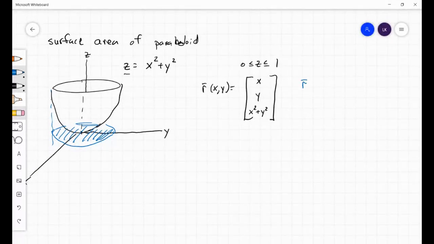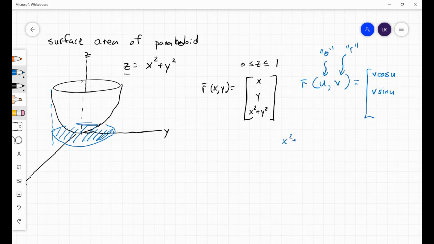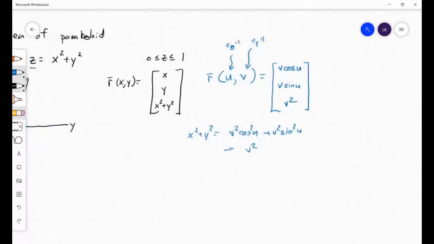So I was thinking, let u be the angle theta, and v would be like r. So x would be, instead of r cosine theta, let's say we use v cosine of u, and y would be v sine u. But then notice that x squared plus y squared would just be v squared. So that's the parametrization I would use for our paraboloid.